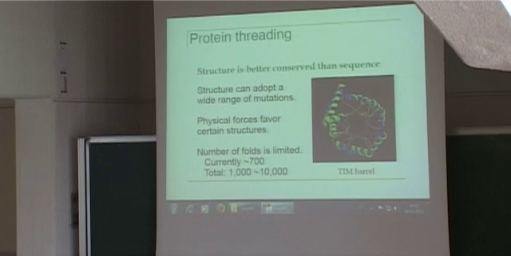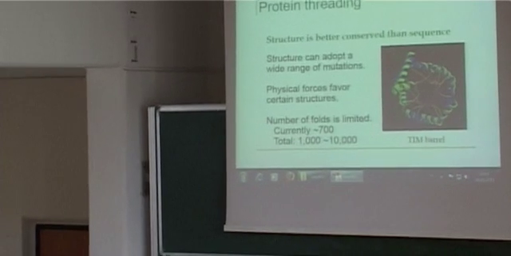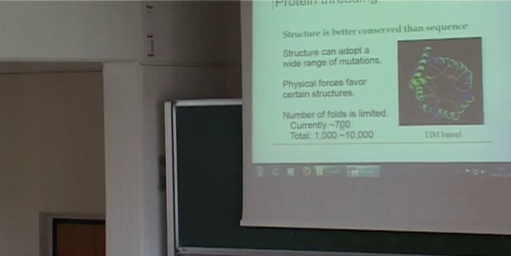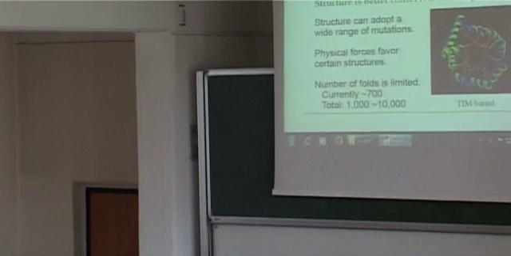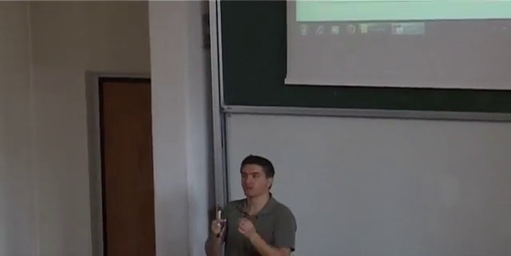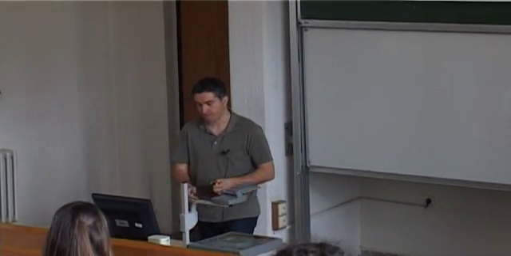So if we have this database which covers these similar shapes, these fold representatives, if we try our sequence on all of these structural templates, we are likely to find a structure which is going to fit well to this sequence. So that's the main idea. So how do we do it?